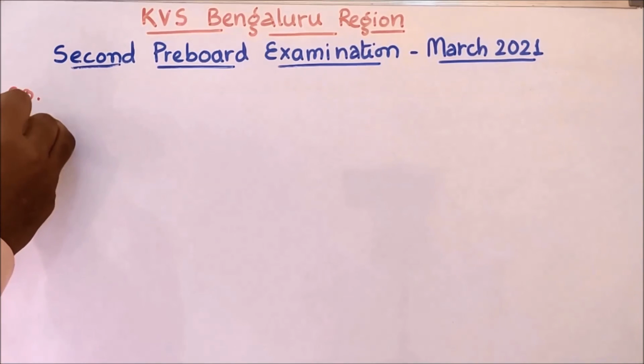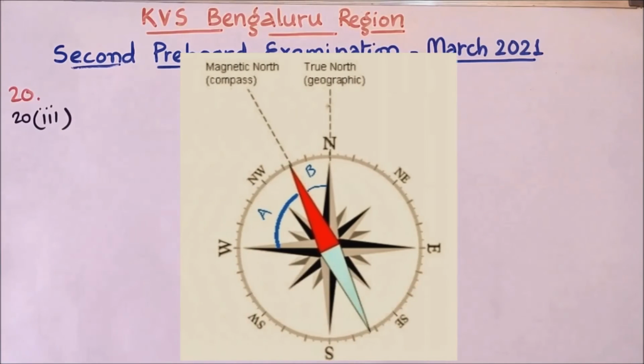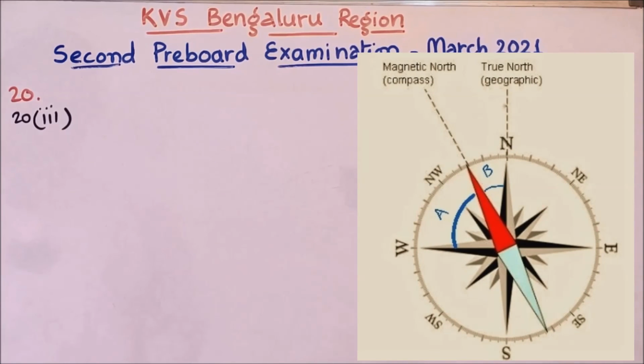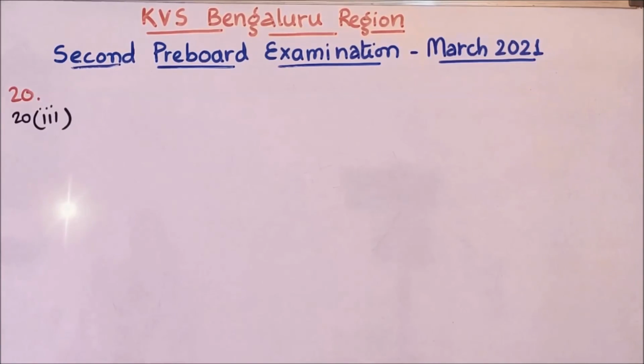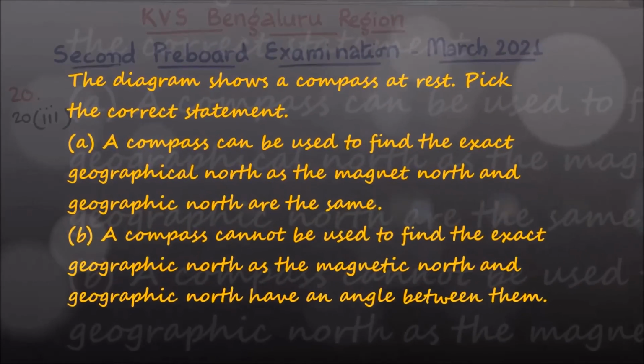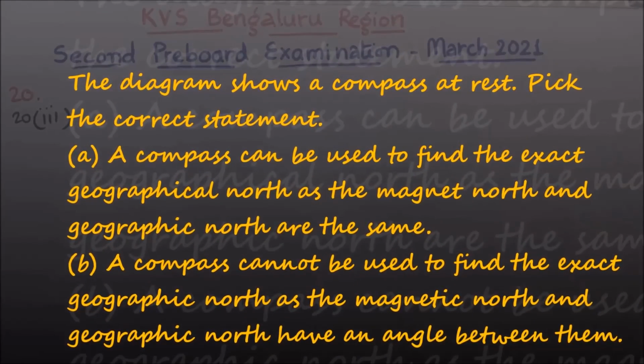Question 23. So see the diagram. The diagram shows a compass at rest. Pick the correct statement. Statement A. A compass can be used to find the exact geographic north as the magnetic north and geographical north are the same. Is it true? No. So statement A is not correct. Let's see statement B. A compass cannot be used to find the exact geographical north as the magnetic north and geographic north have an angle between them. Yes, this is true. We cannot find the exact north, but we can find almost north. So statement B is correct.